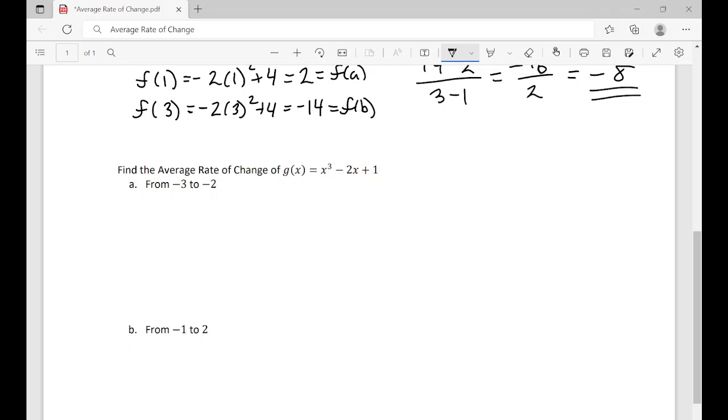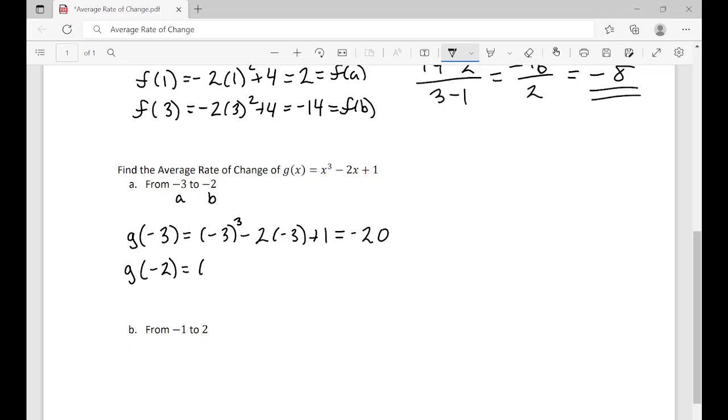Let's do it again for a different function. g of x is equal to x cubed minus 2x plus 1. And we're going to find the average rate of change between negative 3 and negative 2. So a and b. So g of negative 3 is going to be negative 3 cubed minus 2 times negative 3 plus 1, which is going to result in negative 20.